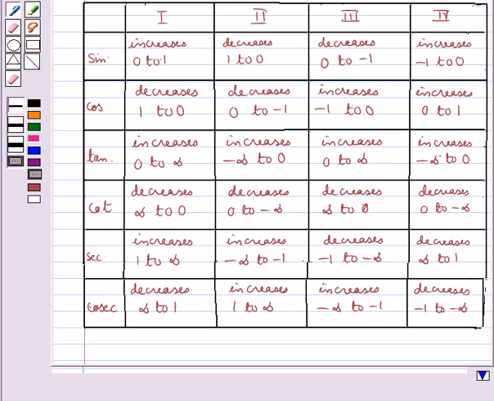Then in the fourth quadrant, when x increases from 3 pi by 2 to 2 pi, sin x increases from minus 1 to 0, cos x increases from 0 to 1, tan x increases from minus infinity to 0, cot x decreases from 0 to minus infinity, sec x decreases from infinity to 1, and cosec x decreases from minus 1 to minus infinity.